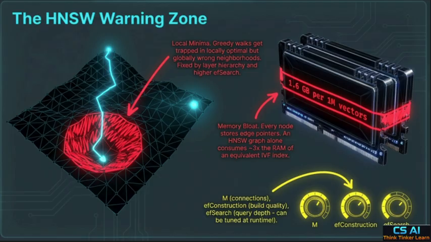However, there is an HNSW warning zone. First, memory bloat. HNSW consumes roughly 3 times the RAM of an equivalent IVF index because every node must store pointers. Second, local minima. Greedy walks can get trapped in neighborhoods that look optimal locally but are globally wrong. We fix this by tuning parameters like M, which is max connections, EF construction, which is build quality, and EF search, which is the query depth, which can actually be tuned at runtime to balance your speed and accuracy needs.